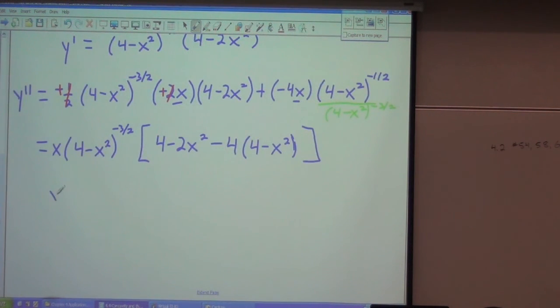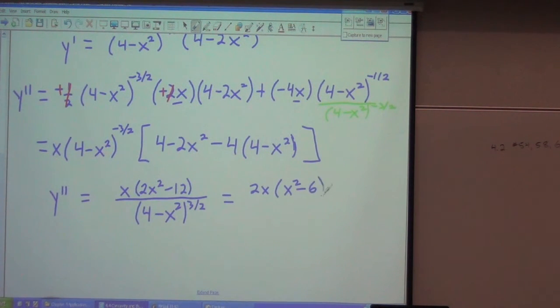So let's see here. Second derivative. I'm going to go ahead and bring this down here. We have 4 minus x squared to the 3/2. So I have this x up here. Then this would be -16 plus 4x squared. 4x squared minus 2x squared would be 2x squared. Then we got 4 minus 16 would be -12. So I can take a 2 out of that. 2x times x squared minus 6, over 4 minus x squared to the 3/2.